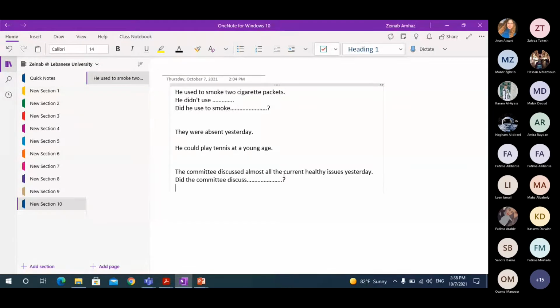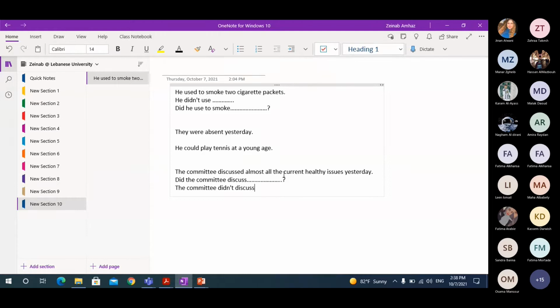In the negative, the committee didn't discuss. And after did, we put the base form of the verb. And in the simple past, all the subjects become equal. It's not like the present.